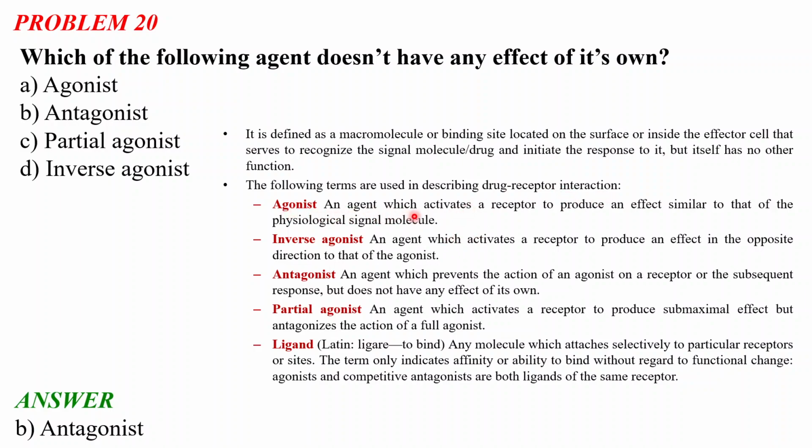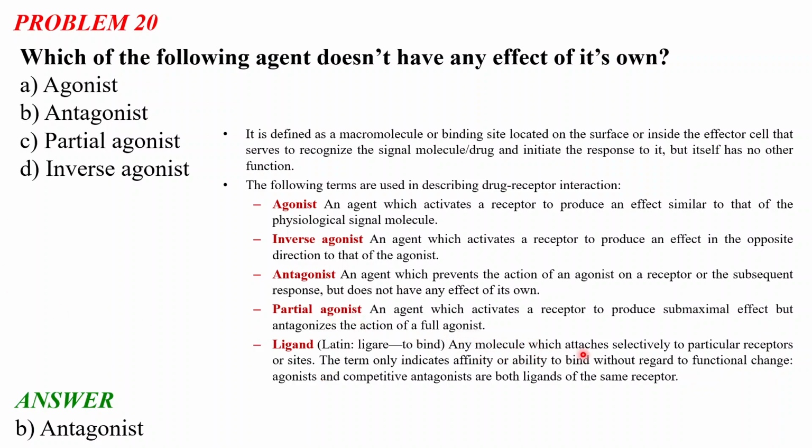There are different agents which are used to describe the drug receptor interaction. Agonist is an agent which activates the receptor to produce an effect similar to that of the physiological signal molecule. Inverse agonist is an agent which activates the receptor to produce an effect opposite to the direction of the agonist. Antagonist is an agent which prevents the action of the agonist on the receptor and the subsequent response, but it does not have any effect of its own. Partial agonist is an agent which activates the receptor to produce a submaximal effect, but antagonizes the action of a full agonist.